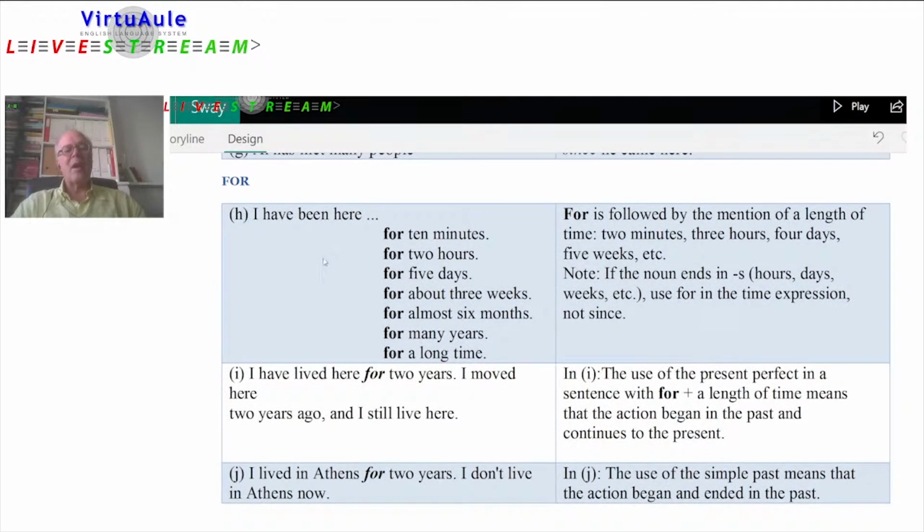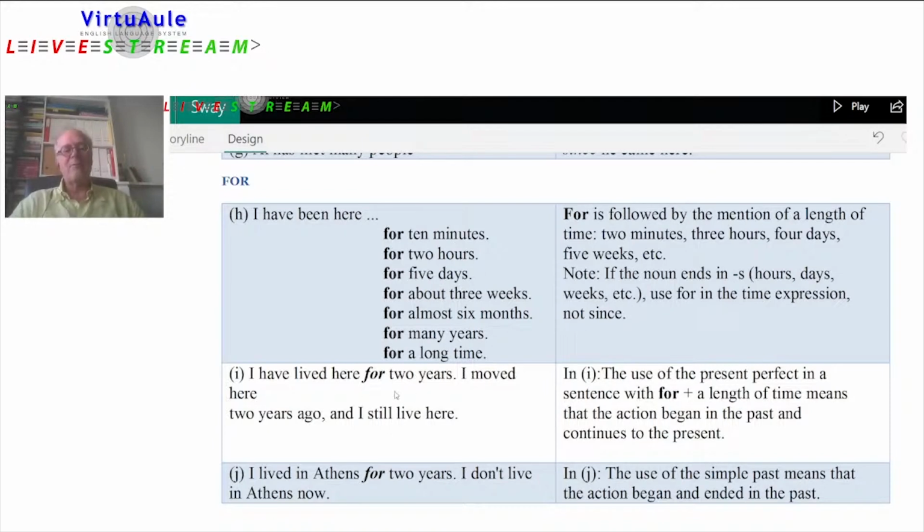Okay, for: I have been here for 10 minutes. I have been here for two hours, for two days, for about two weeks, for almost six months, for many years, for a long time. For is followed by the mention of a length of time: two minutes, three hours, four days, five weeks, etc. If the noun ends in s, hours, days, weeks, use for in the time expression, not since. Okay, so three days, four minutes, those are all periods, right?